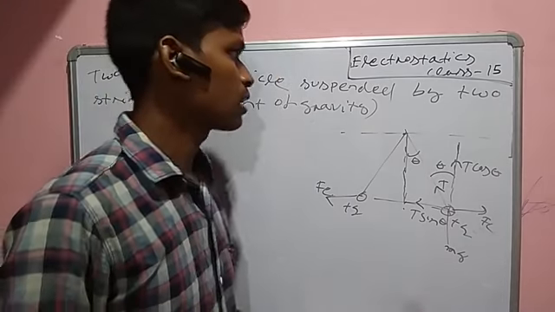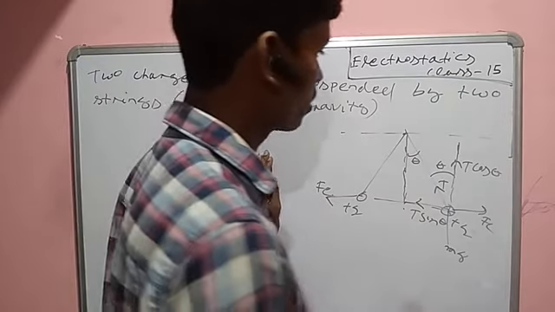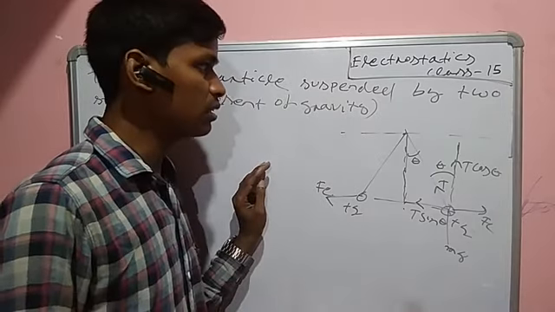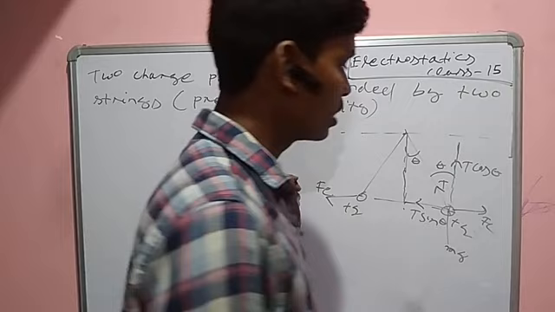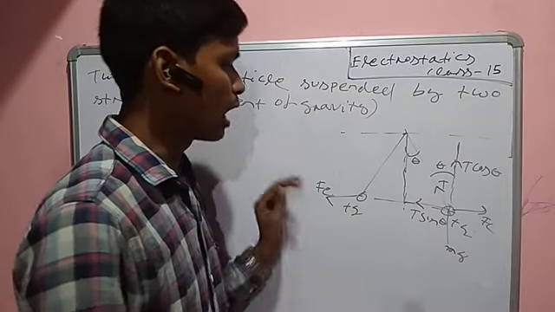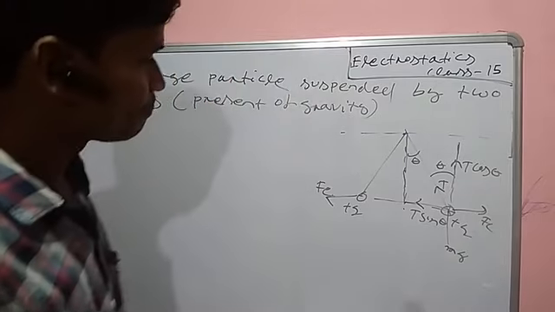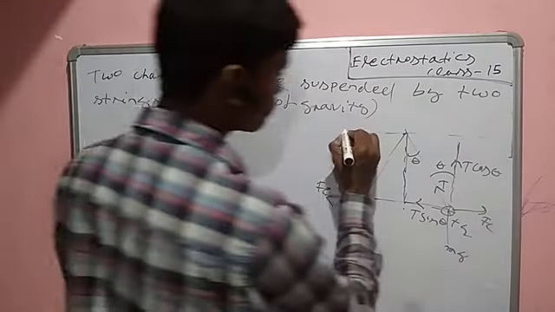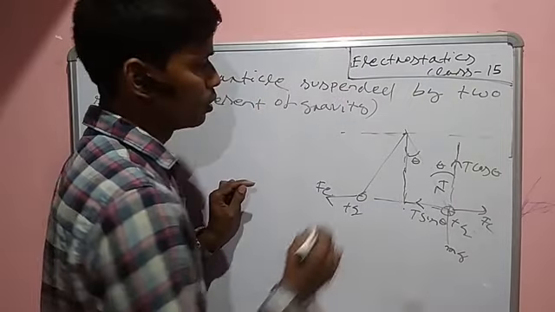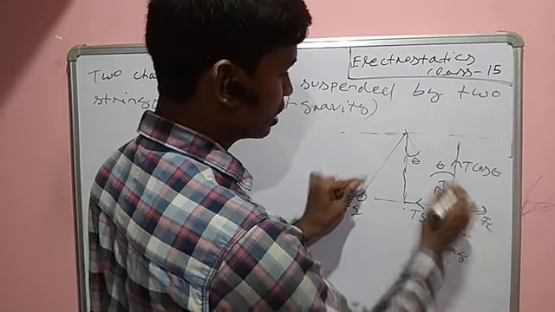In previous class 14, the topic was two charged particles suspended by two strings in the presence of gravity. This topic was pending because time ran out. But now we will discuss it. Here, two charged particles are suspended by two strings.